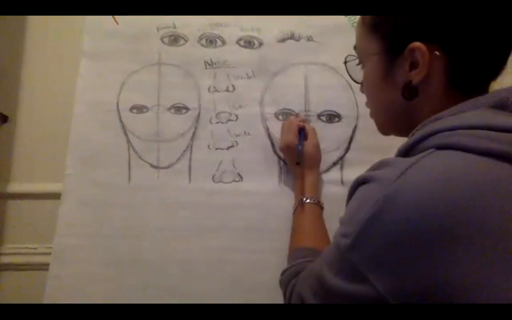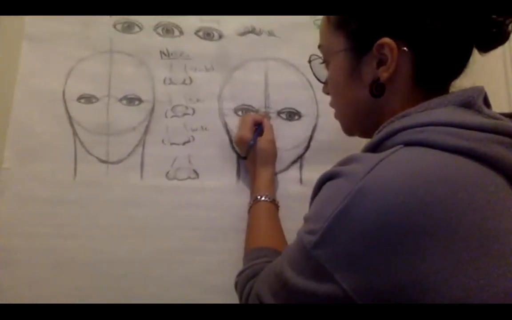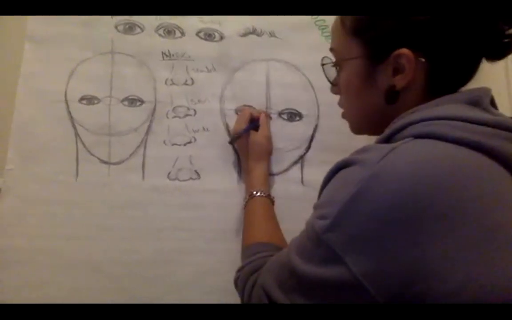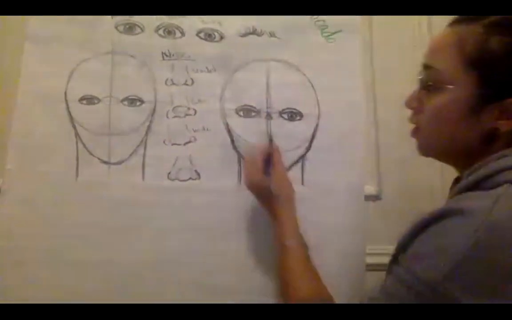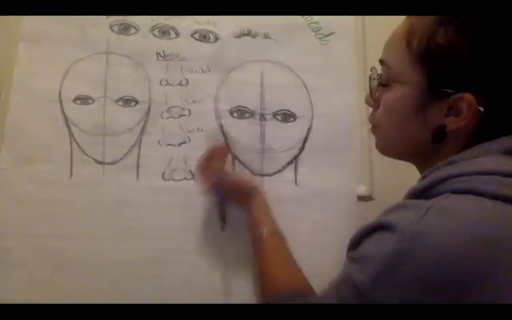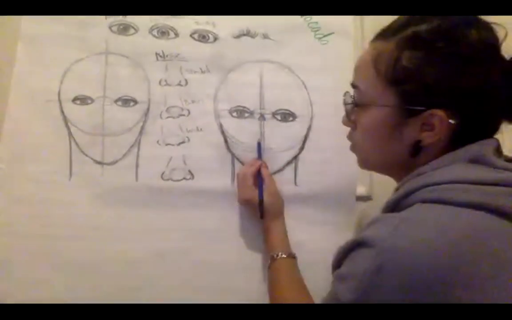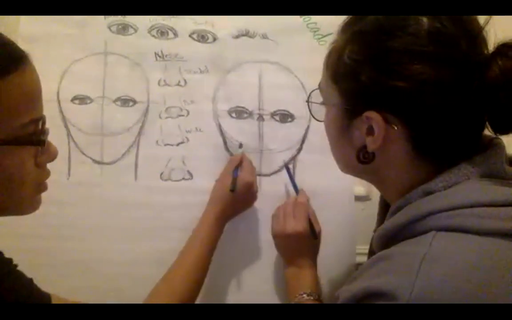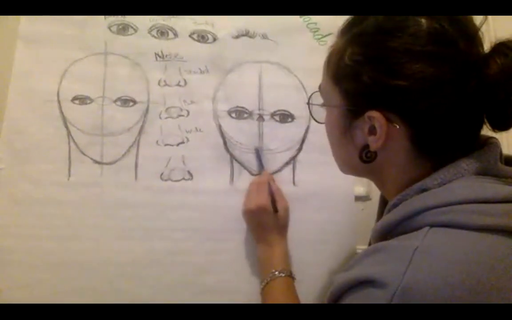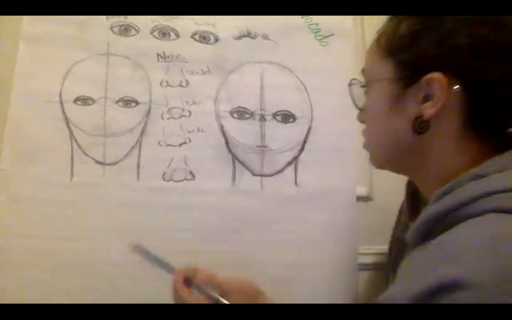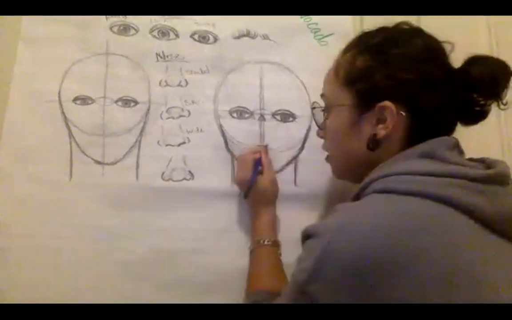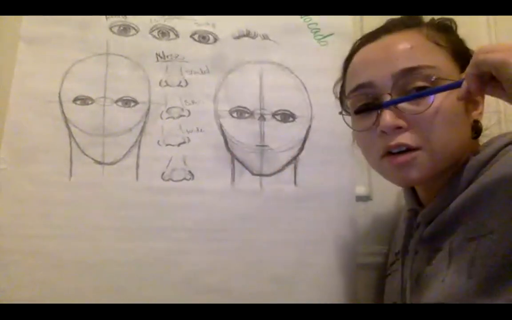I'm gonna draw my bridge, which is a point right here. It's like the top of a triangle. And once I have the top of my triangle, I'm going to make the bottom where my nose will be, which is right about here. It's about there. Yes, your nose is that long. Stop putting it all the way up here.